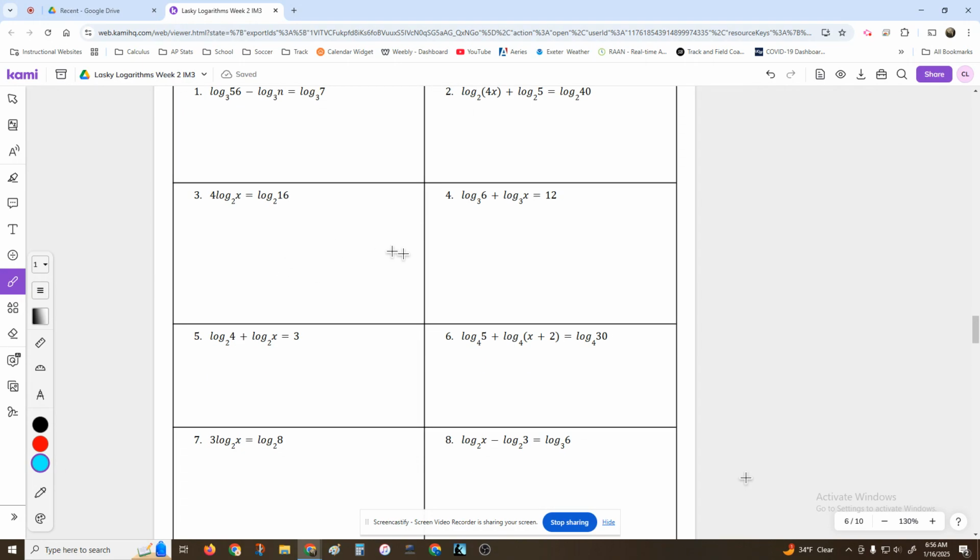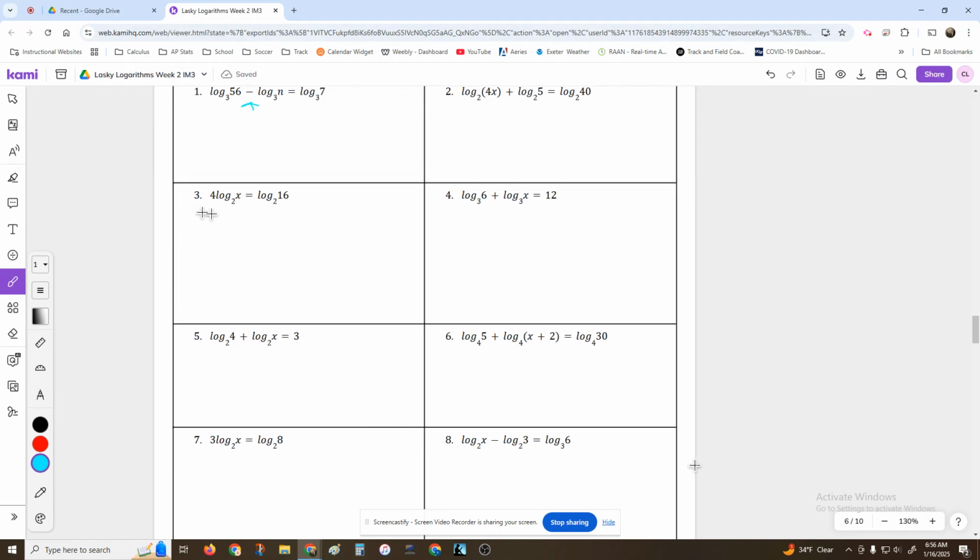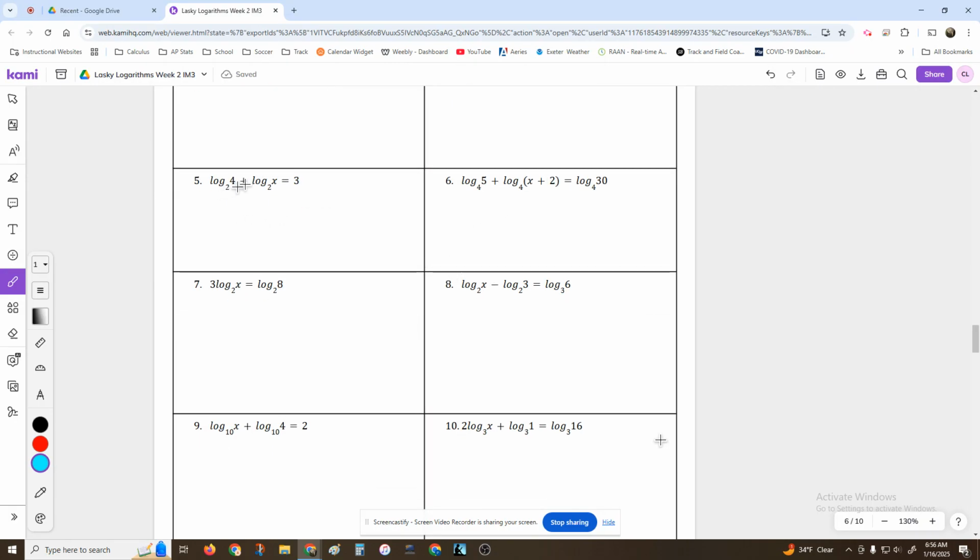And so today, you're going to work with your properties. This one, you guys are going to divide, so this is going to be 56 divided by n. This one's a multiply, so it's 4x times 5. This has a coefficient in front. We're going to move that up top. We have to multiply here. We've got some basic ideas that we've been dealing with. Don't forget, move number 7, move this to the top. We're dividing on that one. We're multiplying on this one.